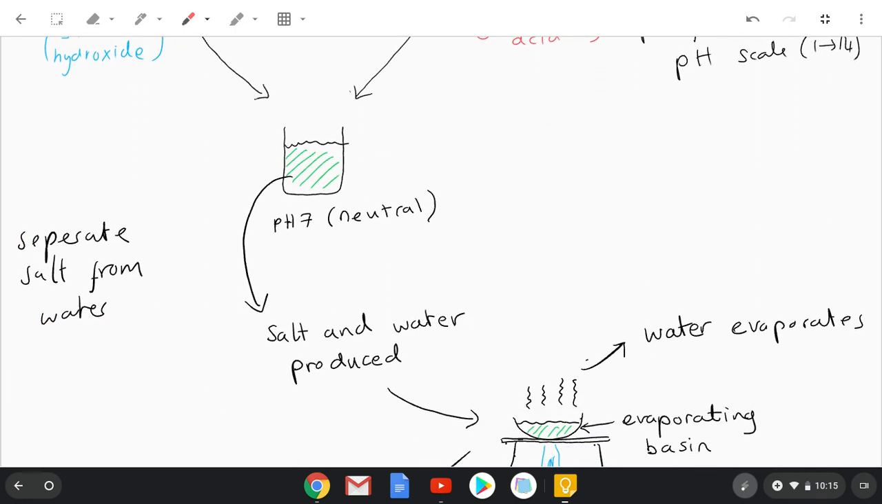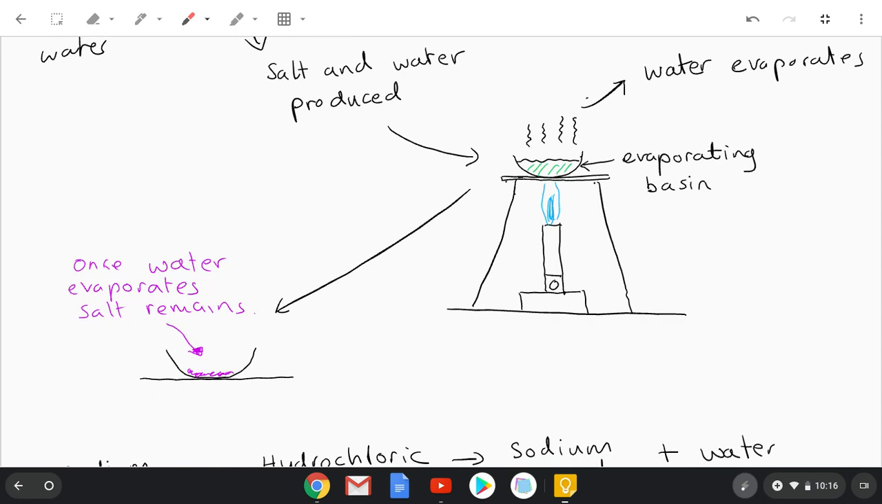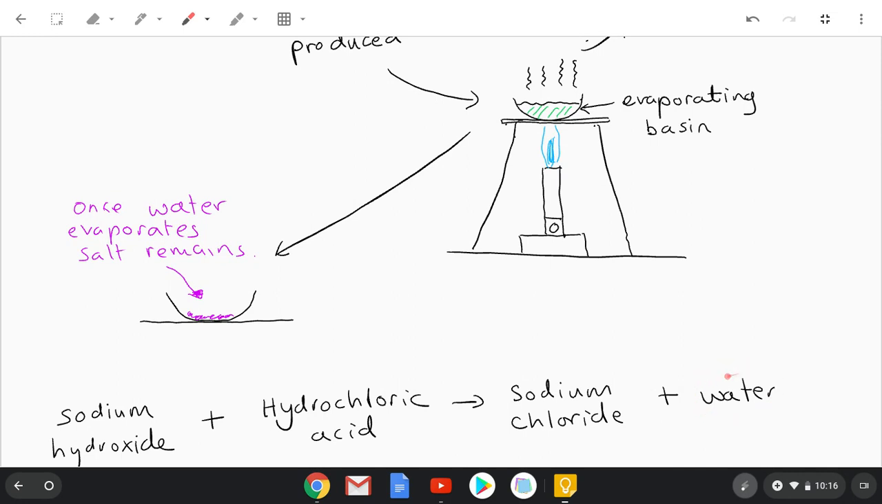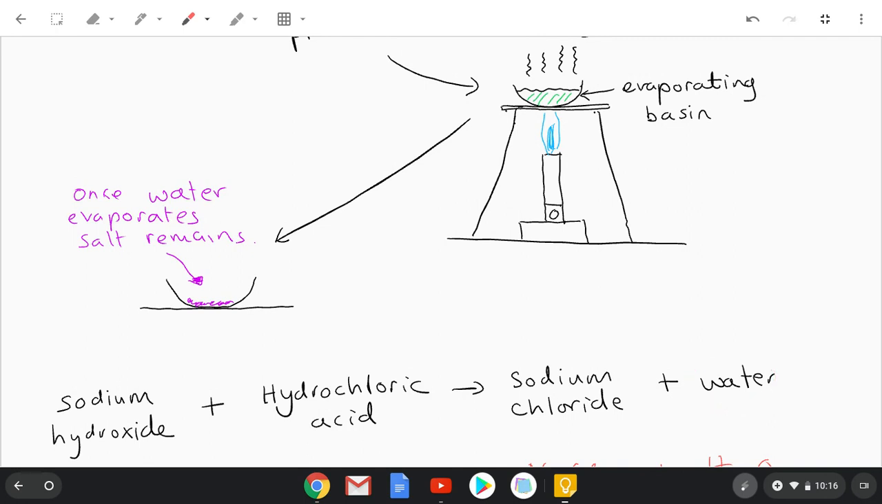So what we are going to do is pour this salt water we have produced from the neutralization reaction into an evaporating basin. Now, we're going to put it underneath a Bunsen burner and add some heat. Now the water will evaporate into the atmosphere. And what will be left behind in the evaporating basin will be the salt. Okay? And water we know is neutral, but also the sodium chloride, the salt, is neutral as well. Okay, it's not just the water.